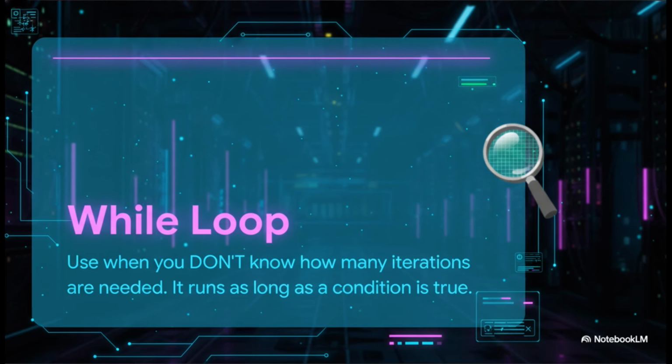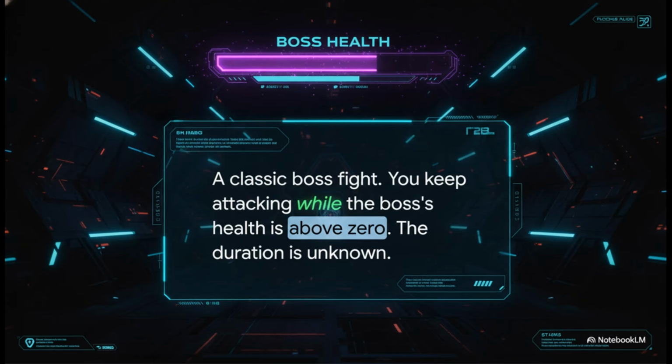Okay, time for the other big move in our set, the while loop. And this one is the complete opposite. You use this when you have no idea how many times you need to act. The loop just keeps on going as long as a certain condition stays true. Oh yeah, this is your classic boss fight. You don't know if it's going to take 10 hits or 100 hits to win. You just know one thing. You keep attacking while the boss's health bar is above 0. The fight's duration is totally dependent on that changing condition.